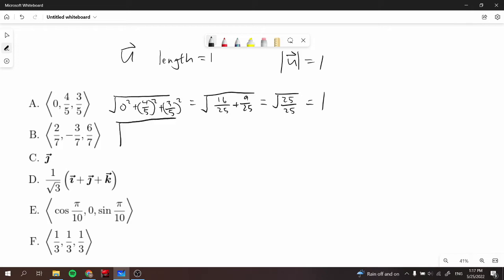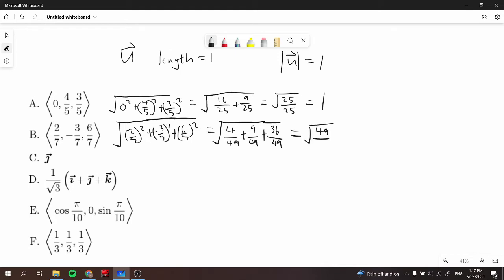Going through, same thing with B. 2/7 squared, negative 3/7 squared. Then we have 4 over 49 plus 9 over 49 plus 36 over 49. So what is 4 plus 9, 13, plus 36, that would be 49. So root 49 over 49 is indeed 1 again. C is just the j vector, which in this case is a unit vector itself. So that is a unit vector.